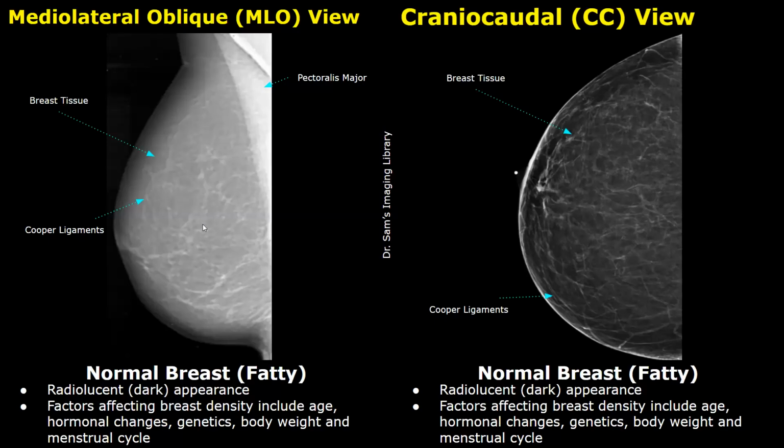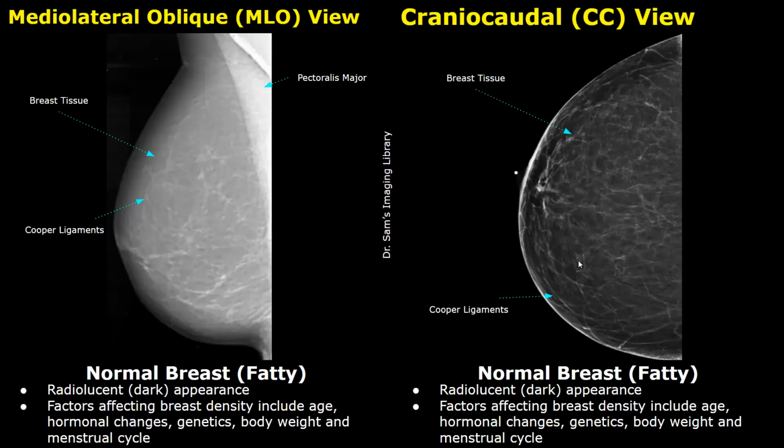The normal breast appearance on mammography can be different. Its appearance is based on its density. Some breasts will appear bright, that is radio-opaque, whereas others will appear dark, that is radiolucent. This appearance is based on tissue composition of the breast.